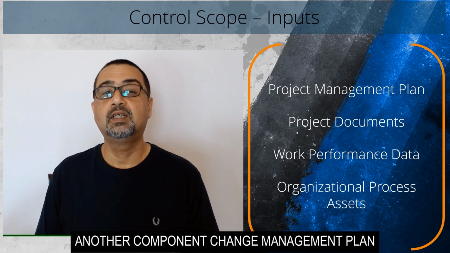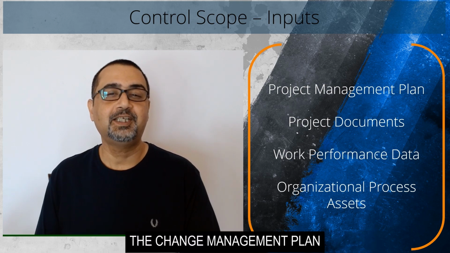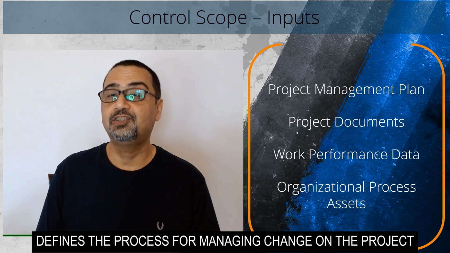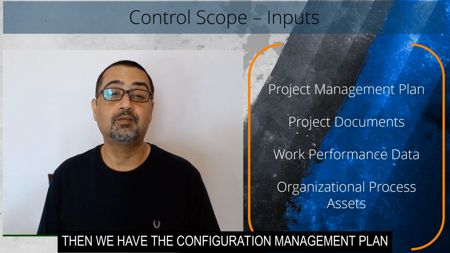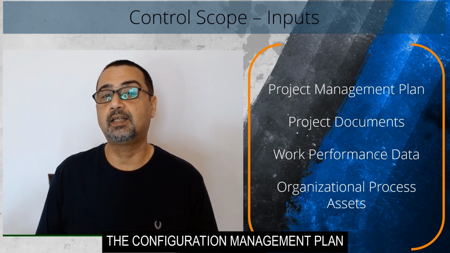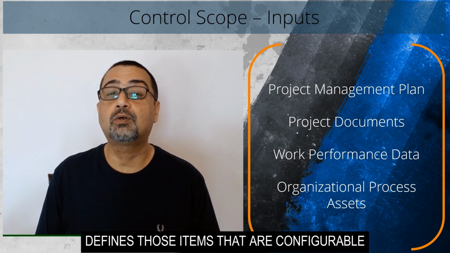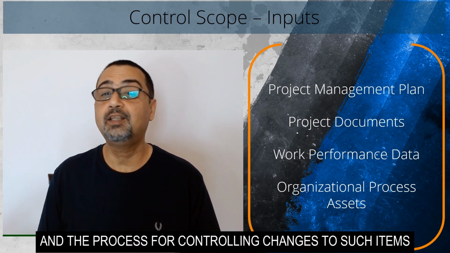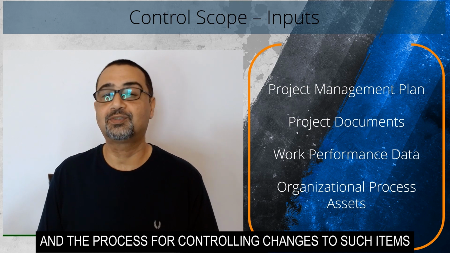Another component, the change management plan. The change management plan defines the process for managing change on the project. Then we have the configuration management plan. The configuration management plan defines those items that are configurable, those items that require formal change control, and the process for controlling changes to such items.